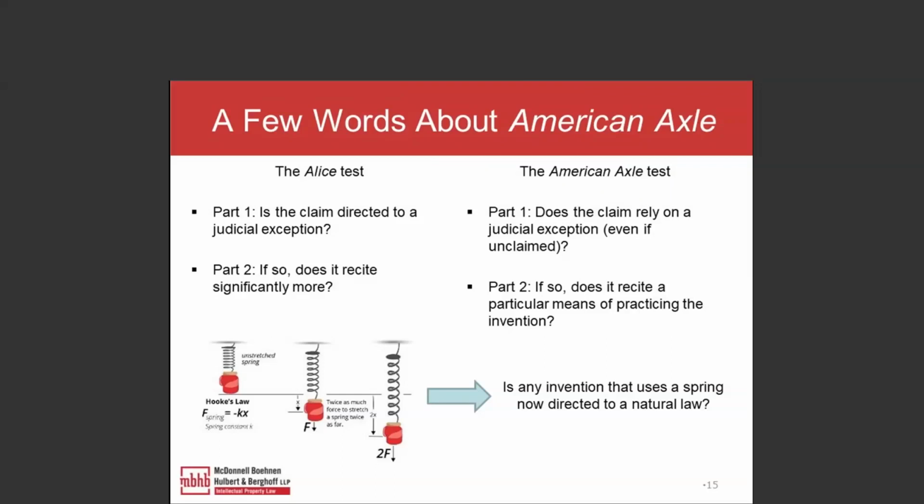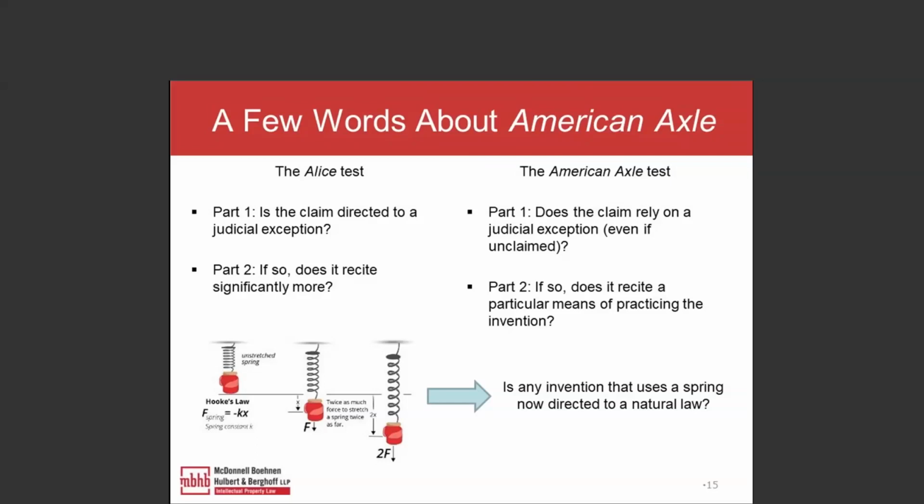And again, this is high school physics. It's a very simple equation relating the amount of force that you have to apply in order to compress or expand a spring. Does this mean that any invention that uses a spring is now directed to a natural law and automatically is directed to a judicial exception under Part 1 of Alice?